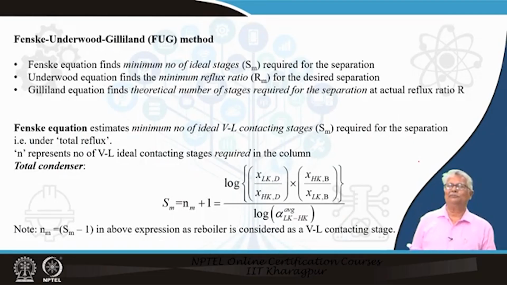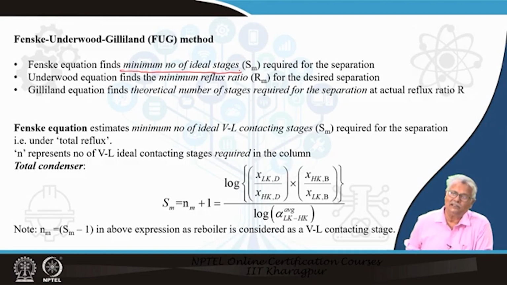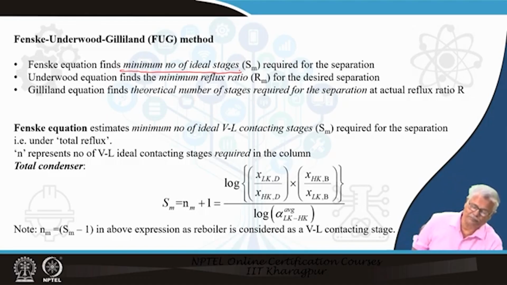The technique which I have mentioned right at the beginning is the Fenske-Underwood-Gilliland method. You already have understood and appreciate that we talked a lot about the minimum number of ideal stages required for separation. We did so, and that we designate by S subscript m. We also talked about the minimum reflux ratio for the targeted separation, designated by R m. Sometimes we say R m, sometimes we say R minimum, it does not matter.